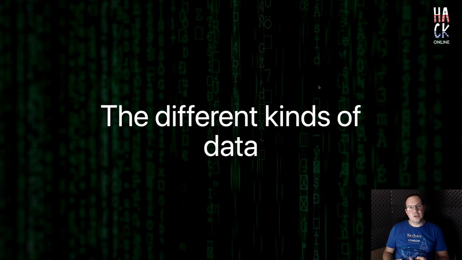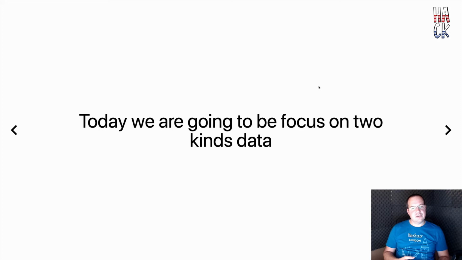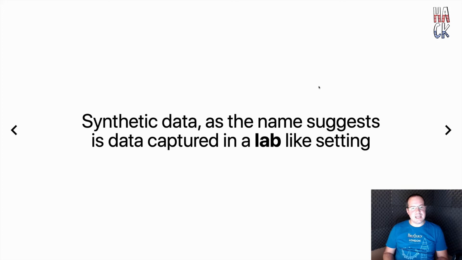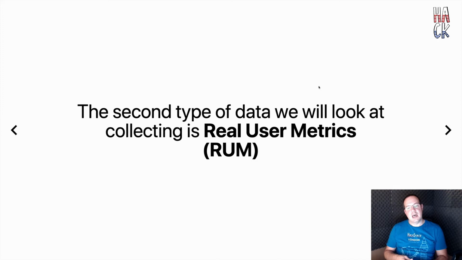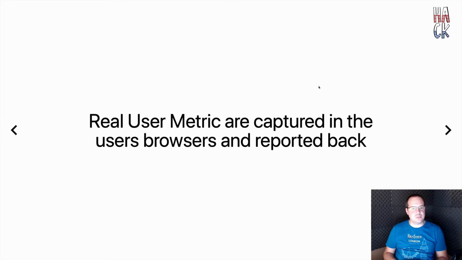So let's look at the different kinds of data. Today we're going to be focusing on two kinds of data, the first of which is synthetic data. Synthetic data is, as the name suggests, data captured in a lab-like setting. The purpose of this is it provides a consistent setting for your test to be captured. Usually this means that you have a web performance focused server running the test in the cloud. The second type of data we're looking at is real user metrics. This is often referred to as RUM data. Real user metrics are captured in the user's browser, usually with JavaScript, and reported back to your servers so that you can log them somewhere later for analyzing.